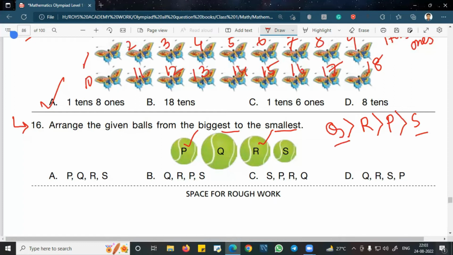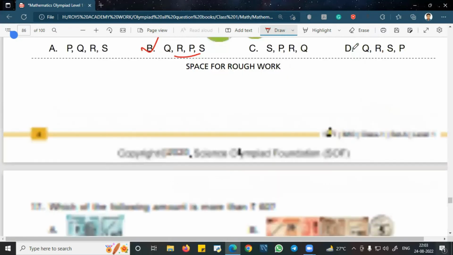So we have to find which option shows this arrangement. This is only present in option B. So option B is the right answer, because this is the right arrangement in descending order, that is biggest to smallest. Okay, dear student, I think you got my point. Let's move to the next section.